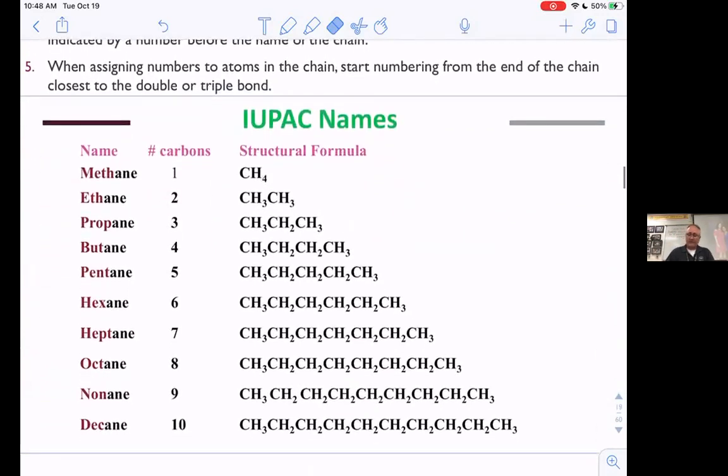Now, here are the prefixes. These are all in ane because they're all alkanes, but their prefix here is meth, M-E-T-H, eth for 2, prop is for 3, but is for 4, pent, 5, hex, not sex, hex is 6, hept is 7, oct is 8, non is 9, or nan, some people say nonan. And then dec is going to be 10.